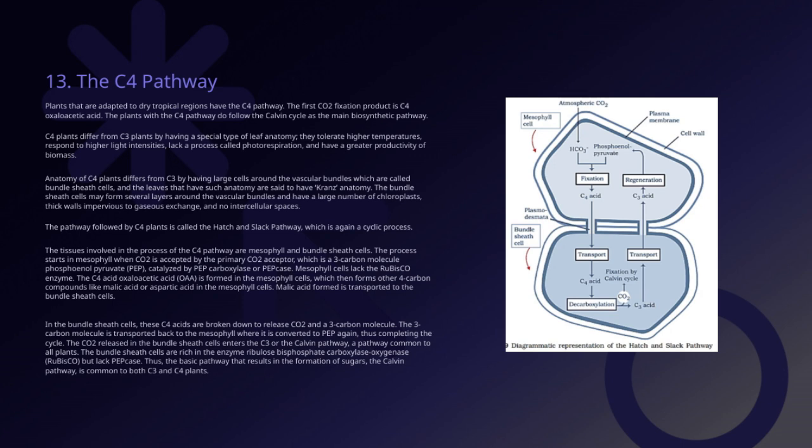Interestingly, the bundle sheath cells are rich in the enzyme ribulose bisphosphate carboxylase oxygenase, known as RuBisCO, but they lack PEPCase. This means that the basic pathway leading to sugar formation, the Calvin cycle, is shared by both C3 and C4 plants.